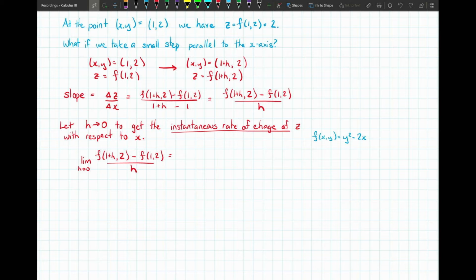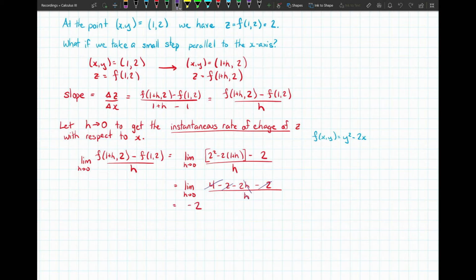The limit of f of 1 plus h comma 2 minus f of 1 comma 2 all over h as h approaches 0. And we can evaluate the numerator by simply plugging in x as 1 plus h and y as 2. And we already know that f of 1 comma 2 is simply a z value of 2. From here, we can expand out the numerator, collect terms, and we see that we have 4 minus 2 minus 2h minus 2 again. And all of these constants cancel out. And h's can cancel out after that, leaving us simply with minus 2.